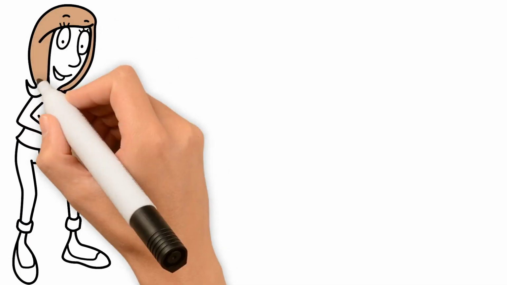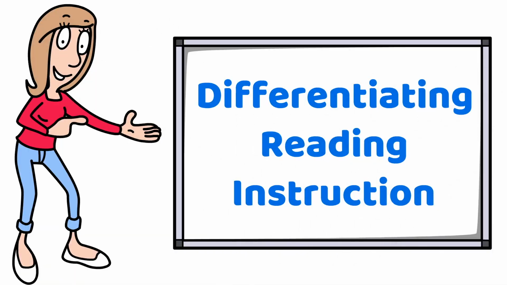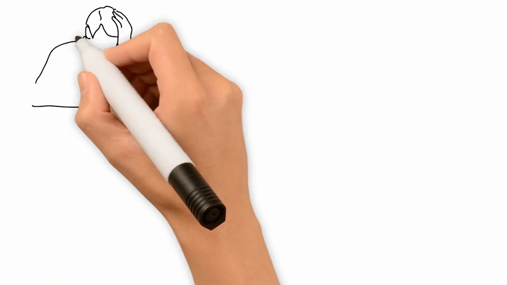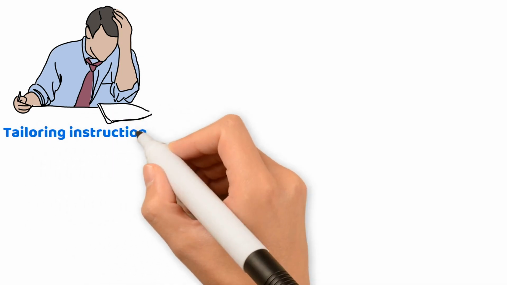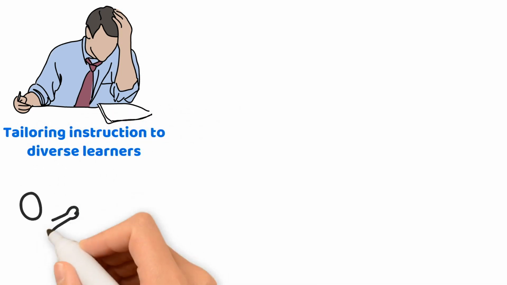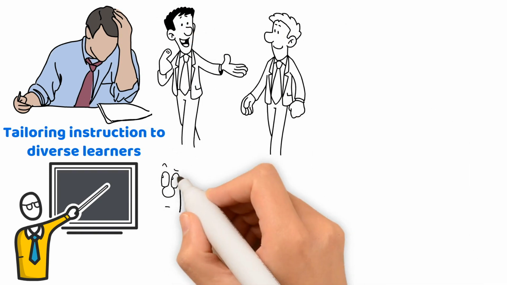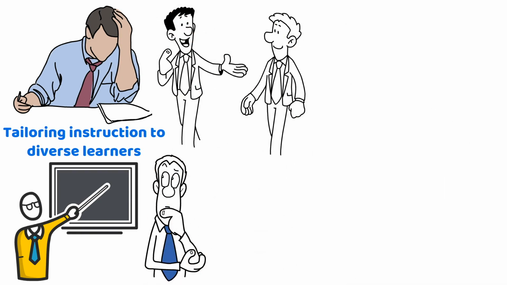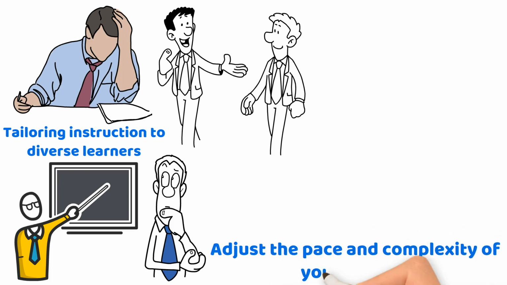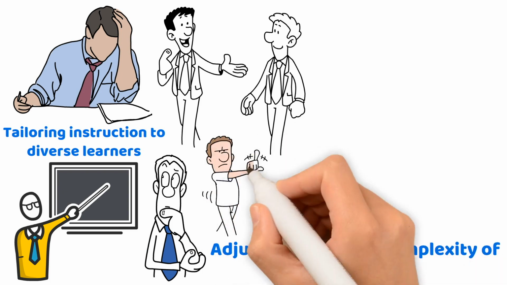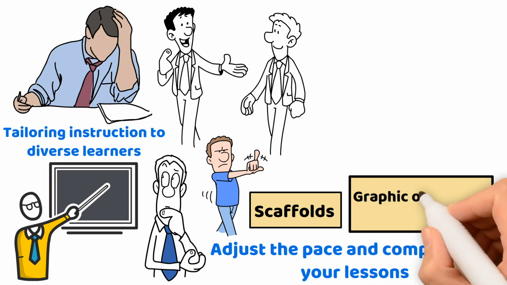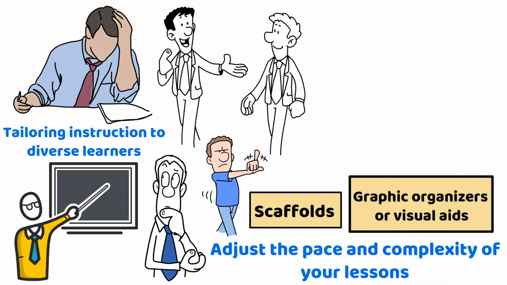Moving on, next, we have differentiating reading instruction. On test day, watch for questions about tailoring instruction to diverse learners. Here's your insider tip. Differentiation is your best friend. Start by assessing what your students know. Use this info to adjust the pace and complexity of your lessons. And don't forget about scaffolds, like graphic organizers or visual aids, to support learning.